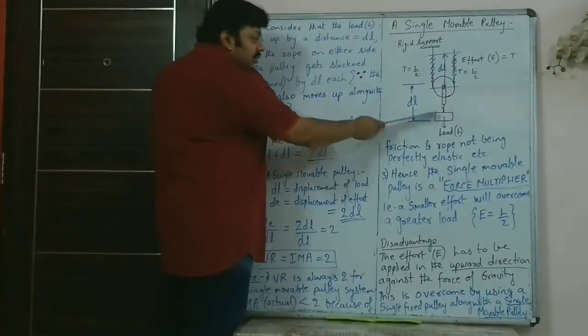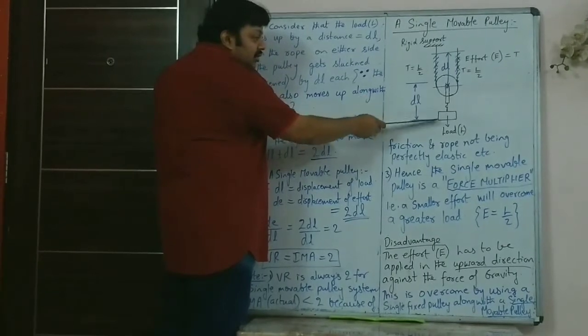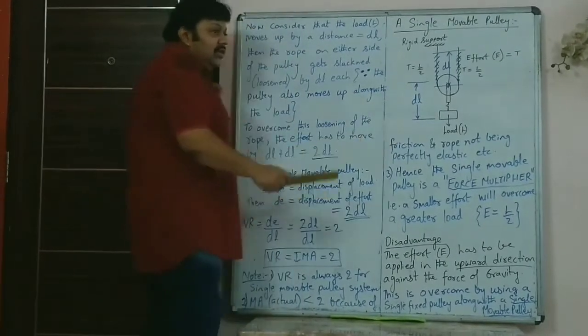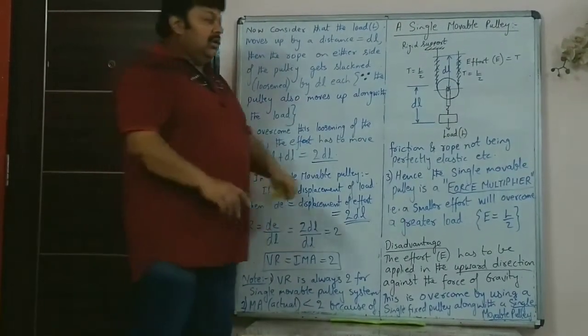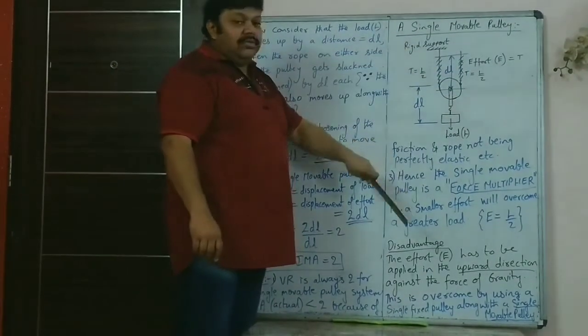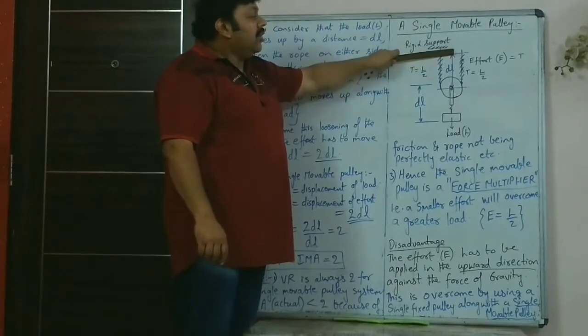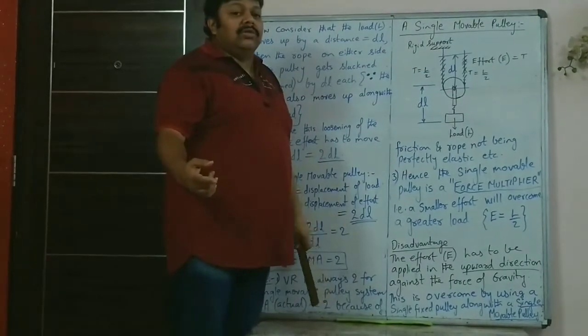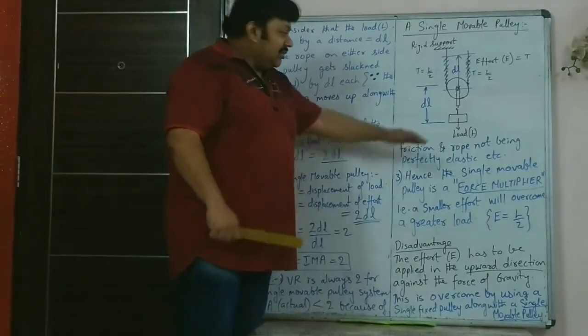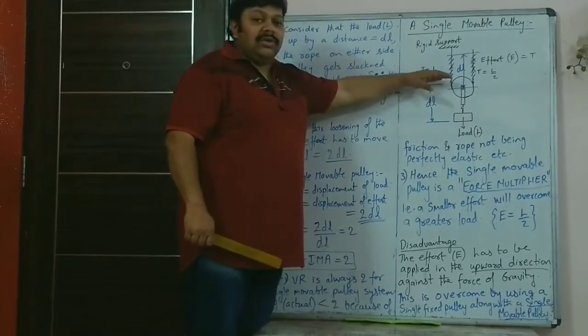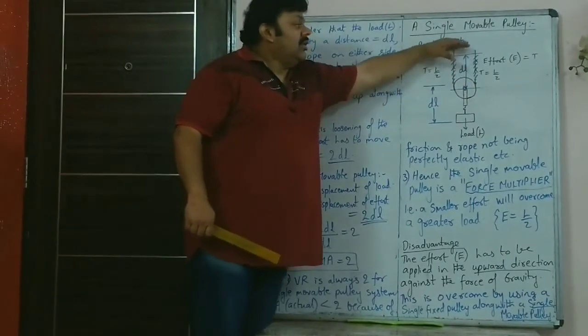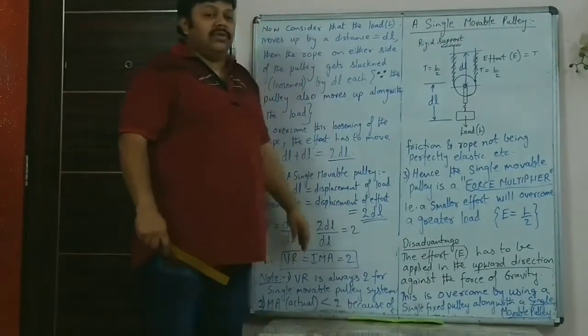So here the distance moved by the load is this much. So here the load is not moving up alone. Along with the load, the pulley is also going up. So if the load has moved up by a distance dl, then the pulley also would have gone up by a similar distance dl. So if this goes up by, let's say, 50 centimeter, then from here to here, this distance also is 50 centimeter.